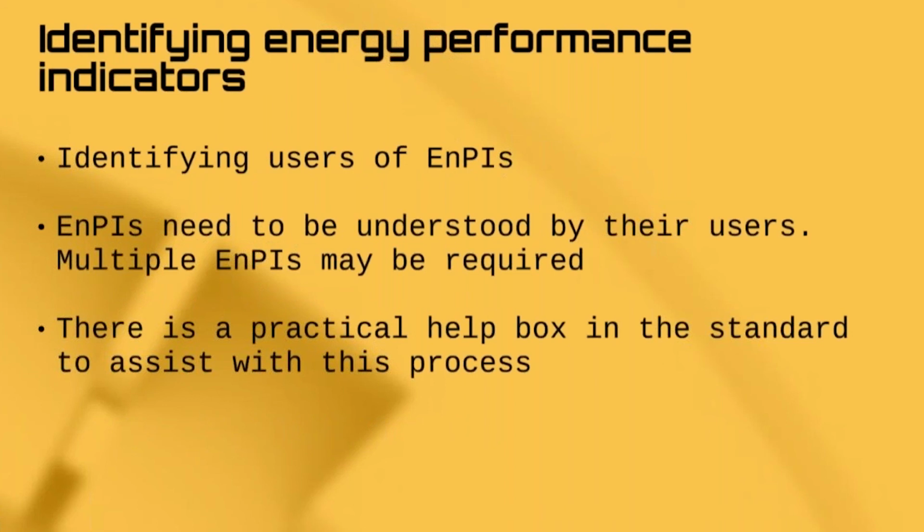So I mentioned earlier that you do need to think about who's going to be using these performance indicators. They do need to be understood by their users, so multiple EnPIs may be required. There's no harm at all in effectively duplicating by changing, for example, from energy units to money units, if that helps people understand what they're looking at. And again, you'll get fed up of me saying this, there is a practical help box in the standard to assist with this process. I don't mind repeating this often because, as I said in the introduction, I think this is a particular strength with this standard.